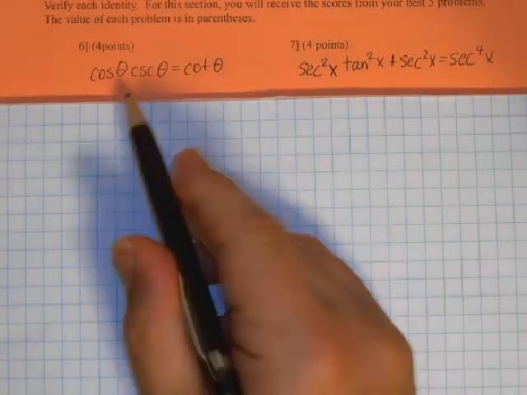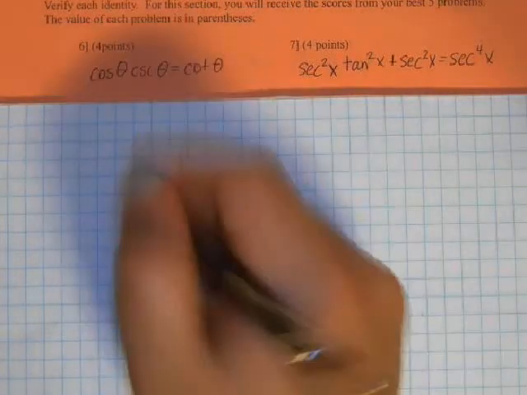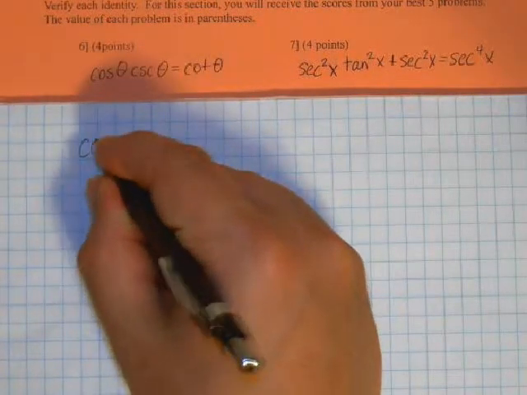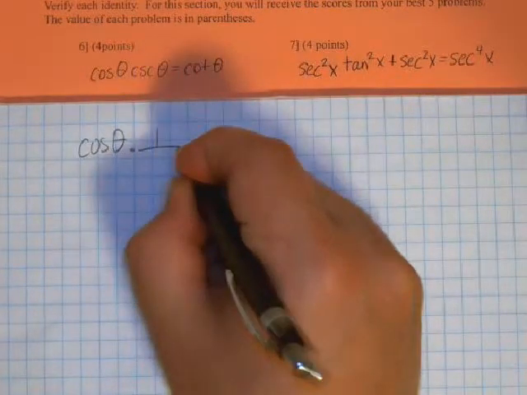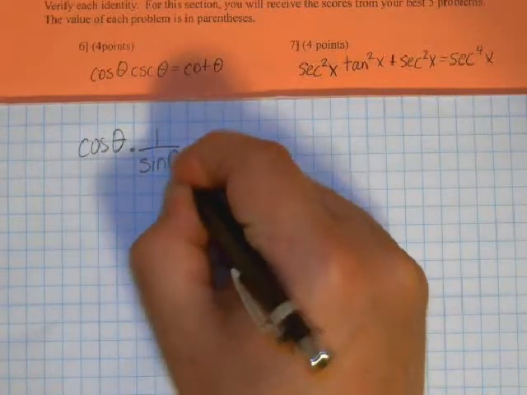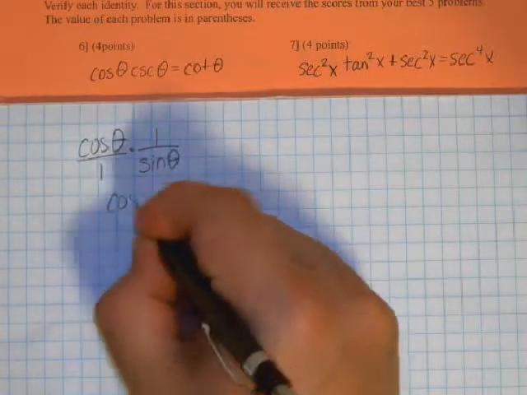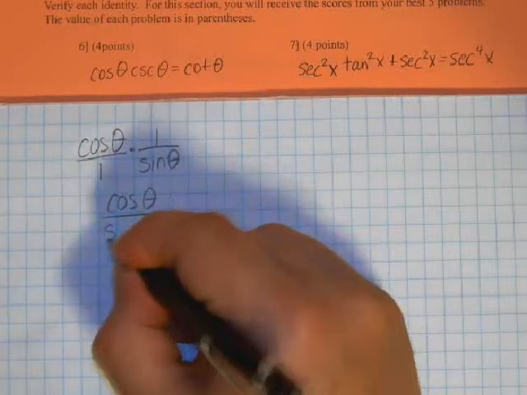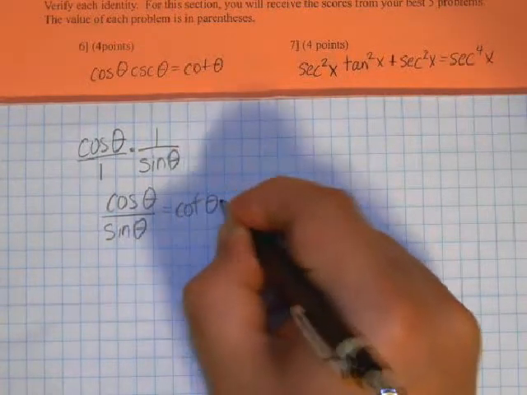So looking at the first one, I notice that I've got a cosine and a cosecant. Well, I'm going to change everything to just sine and cosine. I know cosecant is 1 over sine. Put that over 1. I get cosine over sine, which I know is equal to cotangent.